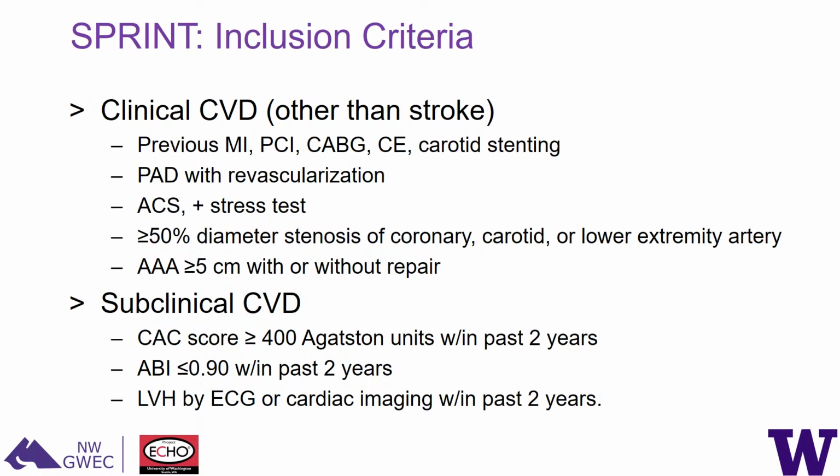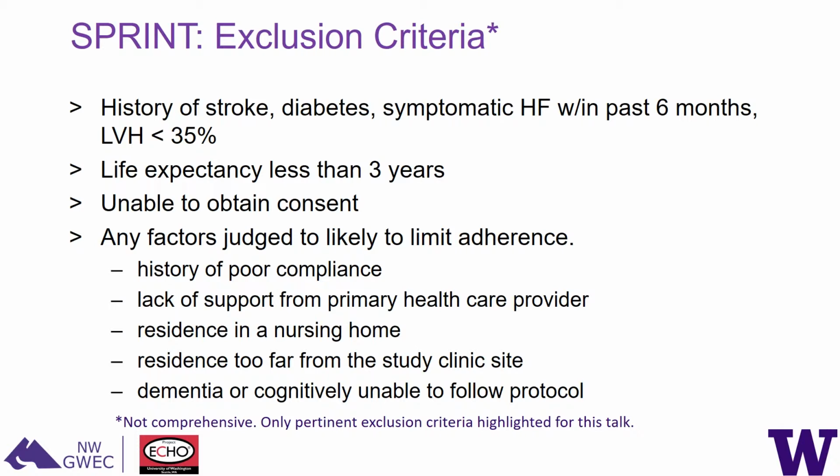Some of the things that they excluded here, it's by no means meant to be comprehensive, but I pulled out just the more pertinent things that I think are really important to highlight. They excluded people with a history of stroke, because in clinical practice, we should be controlling these individuals' blood pressure as best as we can already. They also excluded people with a history of diabetes, so it's really hard to extrapolate what to do with diabetics.